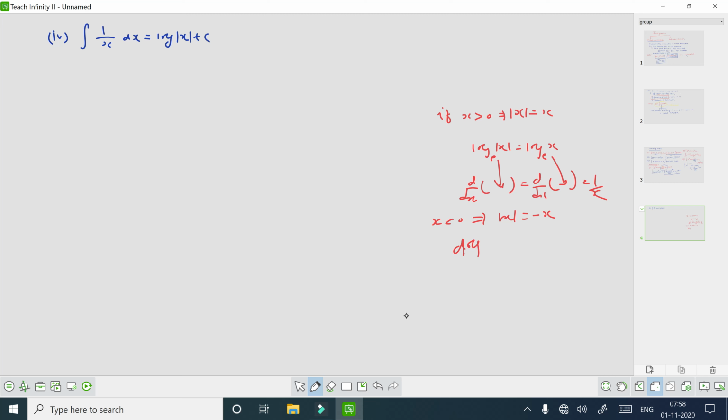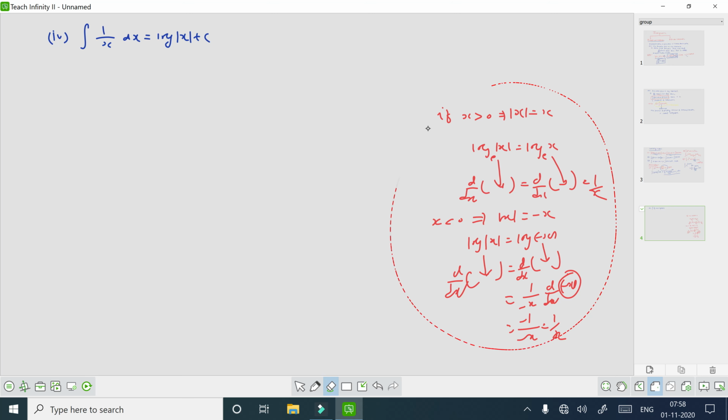Same way, whenever x is less than 0, then mod x is equal to minus x, and therefore log of magnitude of x is equal to log of minus x. If we differentiate with respect to x, that is equal to d by dx of this function, log of some function: 1 over that function into d by dx of that function, that is minus x. What is the derivative of minus x? Minus 1 over minus x, and that comes out 1 by x. Is it clear? So we can prove this result in this way.